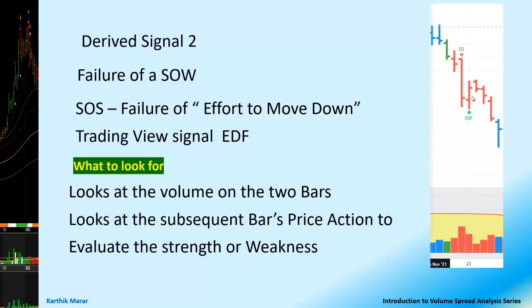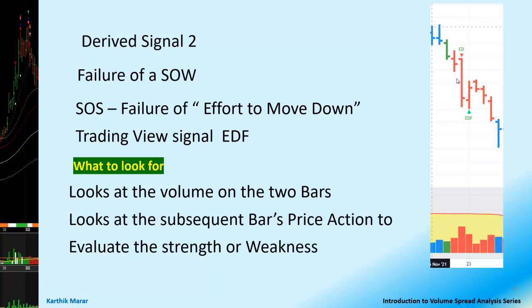In this case, you can see the effort to move down bar was a widespread bar, but the EDF bar was on a reduced volume and also the spread was smaller here.